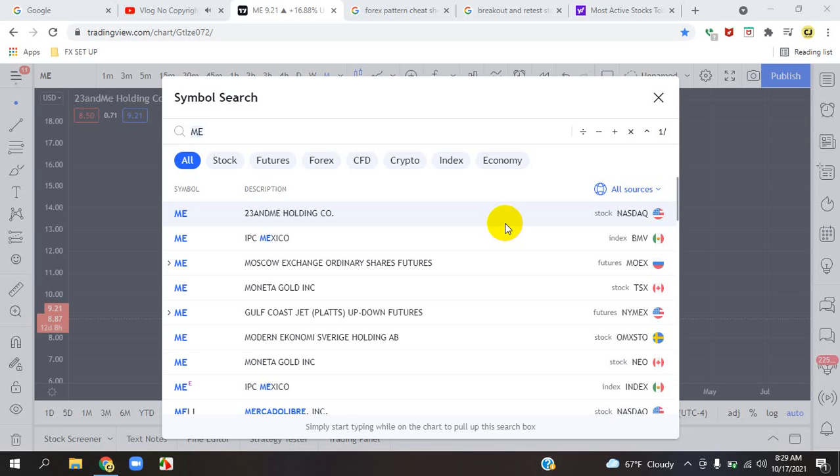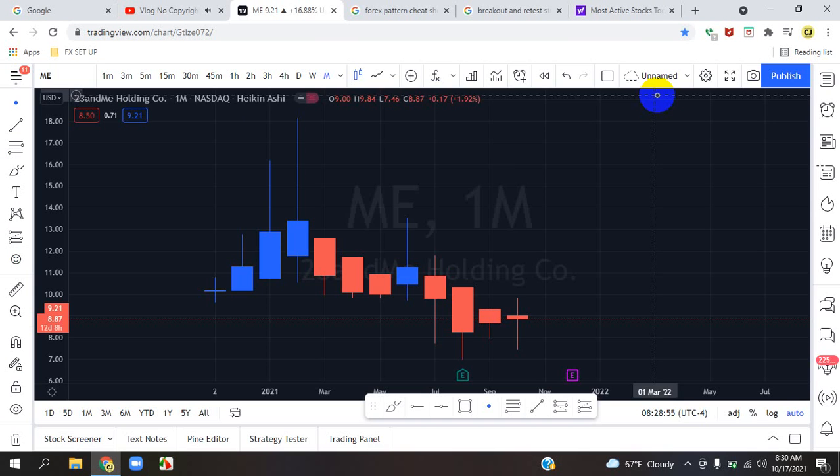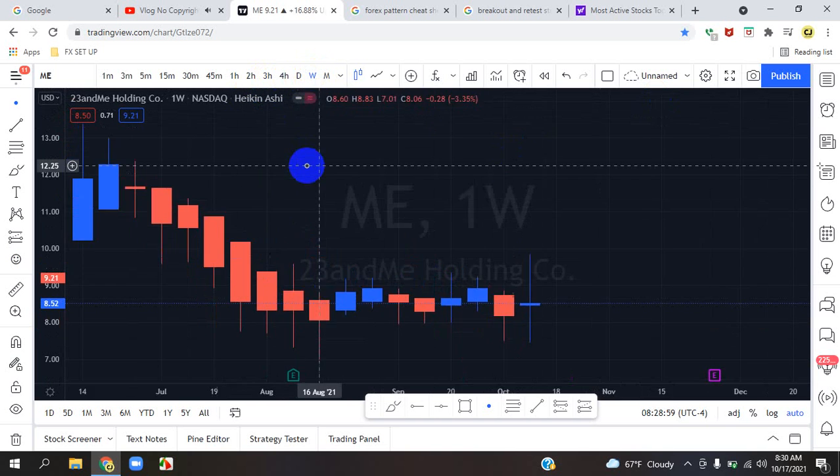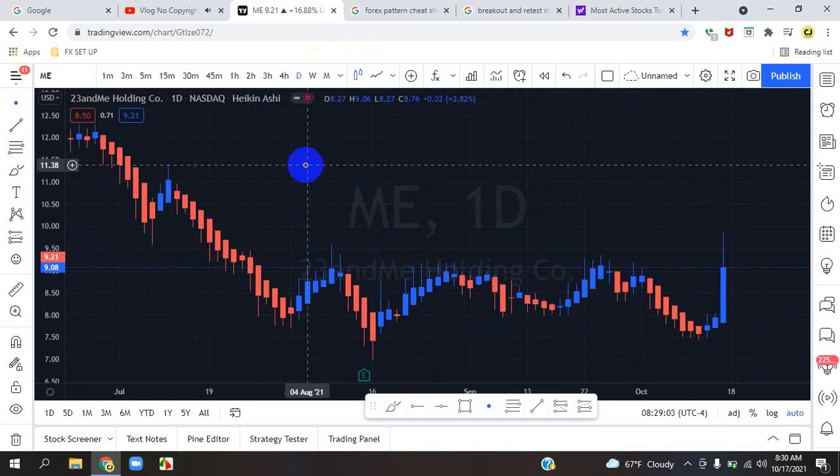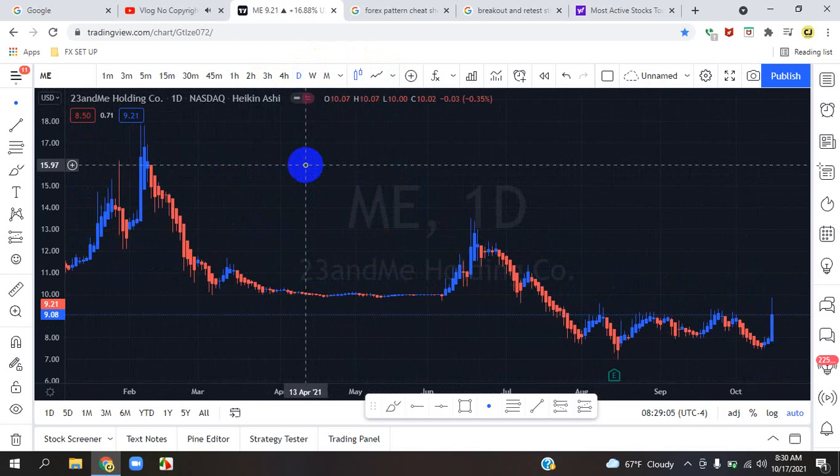We are here running the levels, looking for market structure and patterns. Okay, guys, we are marking up 23andMe Holdings Co. Let's find some patterns in the market. We're going to walk down these time frames to find a market that we can break down some patterns, break up some patterns as well.